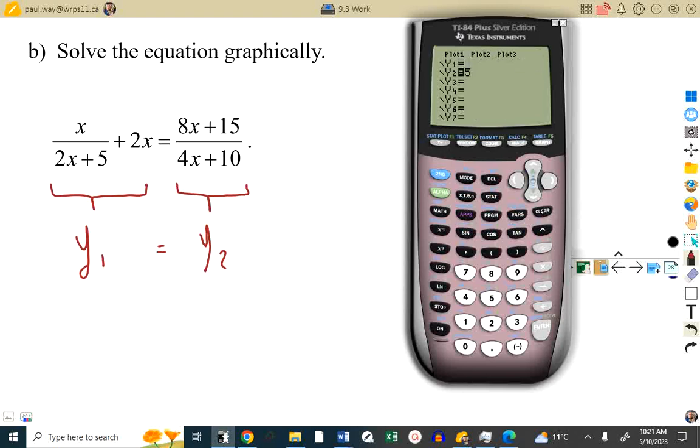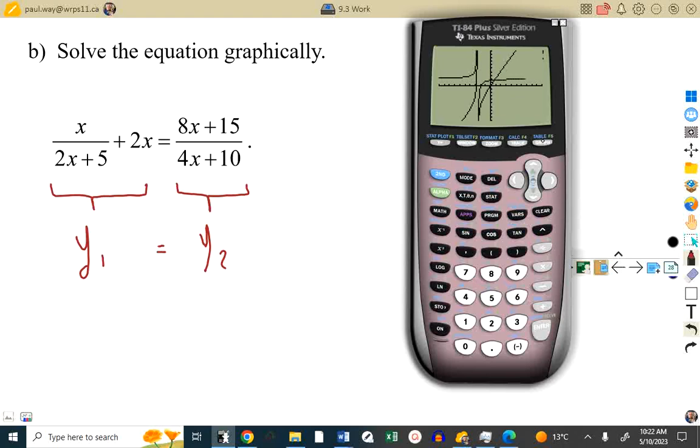What do we have? x divided by, in brackets, 2x plus 5, plus 2x. And then we also have, in brackets, 8x plus 15, close brackets, divided by, in its own set of brackets, 4x plus 10. Double check everything. It looks okay. Graph. I was already on Zoom 6, so that's fine. There's the first graph.